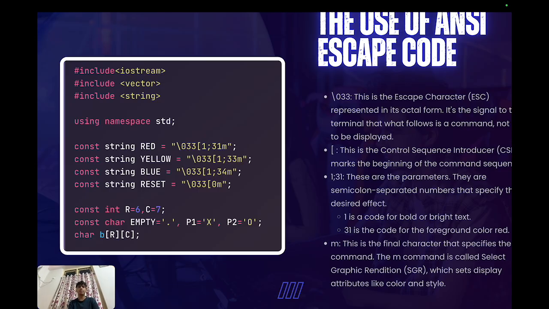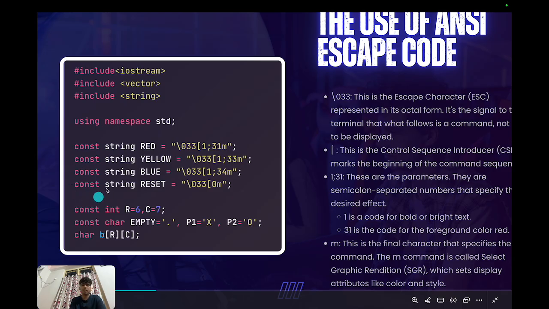What's the problem? The problem is that it can be changed anywhere in the code, in any function, because since it is a global variable, there is a risk that it can be changed anywhere. That's why we define constants here, so that they do not get changed anywhere in the code, right? So: constant string red, constant string yellow, constant string blue, constant string reset, and these are all constants.